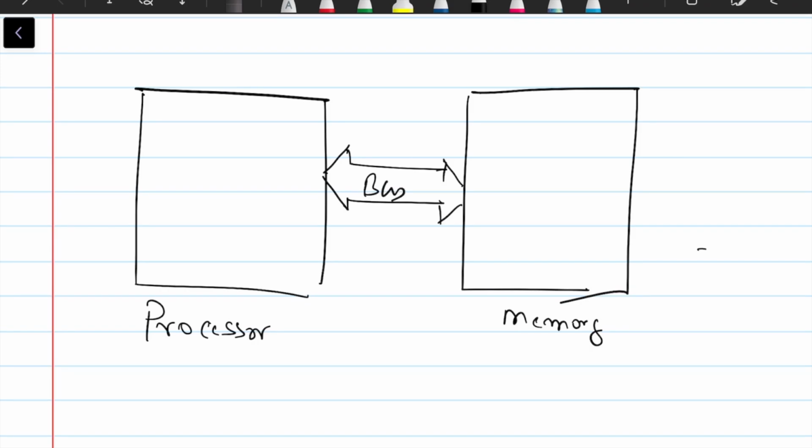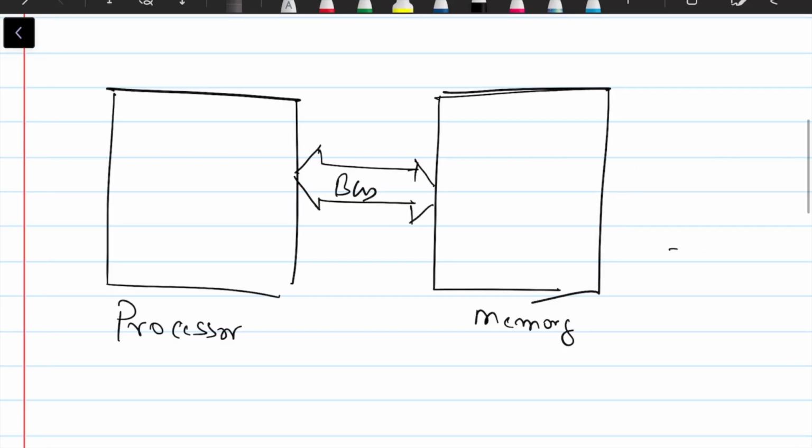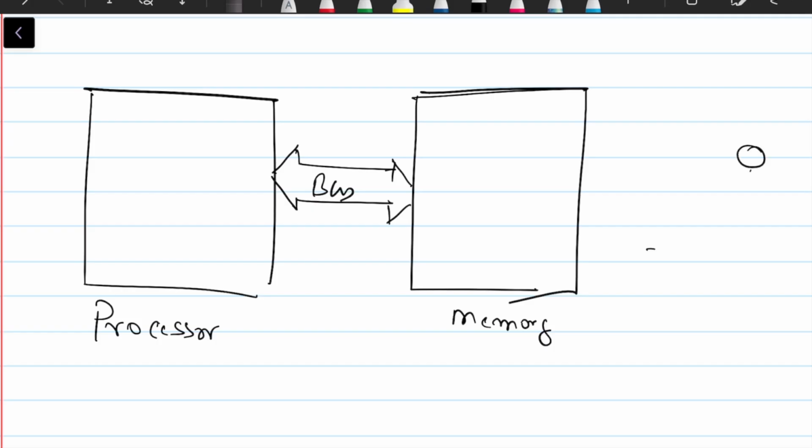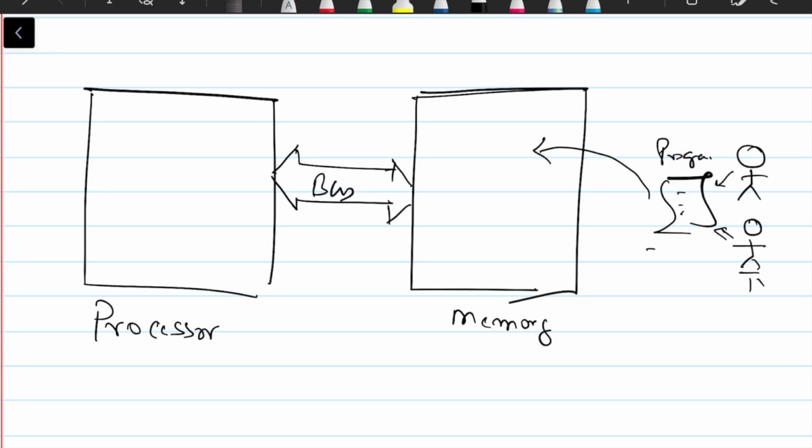The memory is made up as an array of memory cells. Each memory cell is capable of storing some information. The programmer would write a program using a programming language encoding the logic, and this program will be loaded into a segment of the memory called the program block.